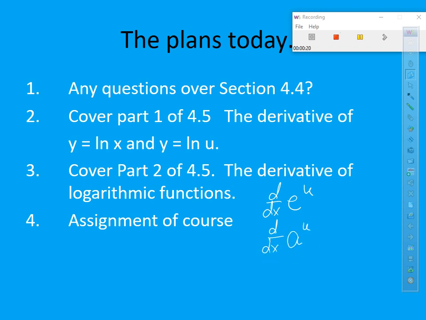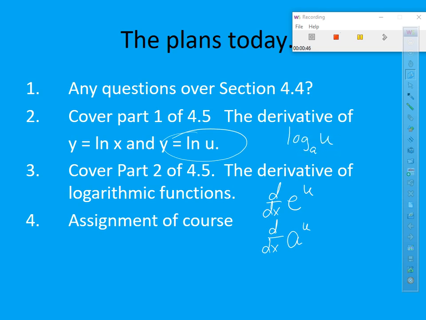Remember, the only difference is one's got a base of e, the other has a base of any number greater than 0. We can't allow negatives to show up. What I need to cover with you today then is the logarithmic derivatives. I need to cover the derivative of the natural log of u, and then the derivatives of the logarithmic functions, those that kind of look like this.